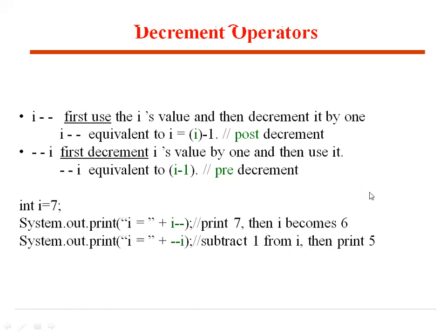In terms of the memory diagram, the current value of I will be 6 here. So in the next print method, if I say I is equal to minus minus I, first the I value 6 is decremented, so 6 minus 1 becomes 5. Then 5 will be printed here. So the I value will be printed as 5. That is how these increment and decrement operators are evaluated.